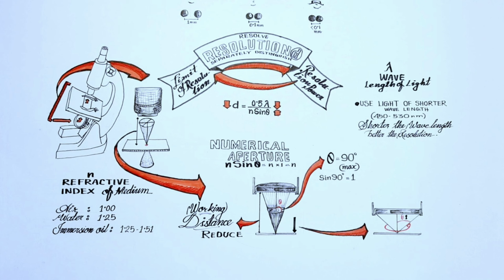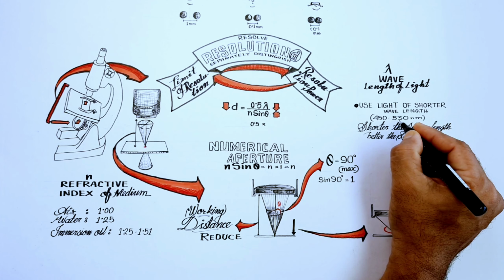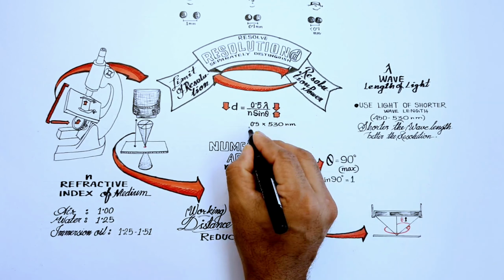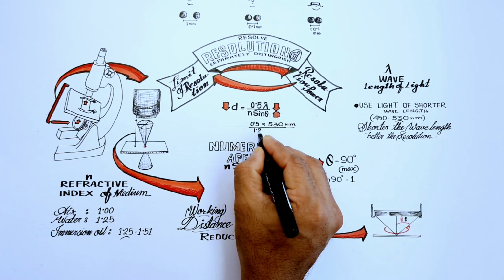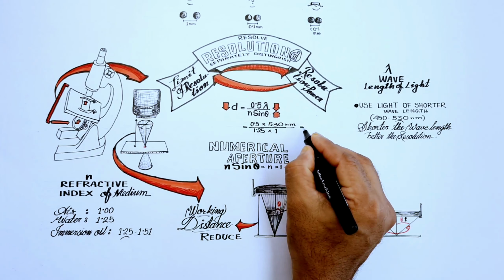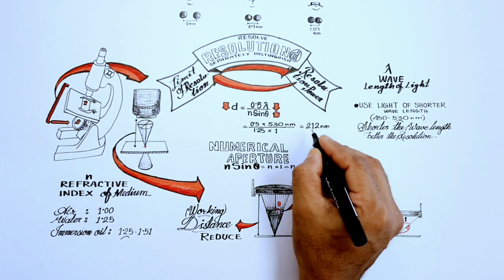Now, if we put the appropriate values of all the parameters in the equation, like 1.25 refractive index of a moderate oil immersion and 530 nanometers wavelength of a blue-green light, the maximum theoretical resolving power of a compound light microscope we can achieve is 212 nanometers or 0.2 micrometers.